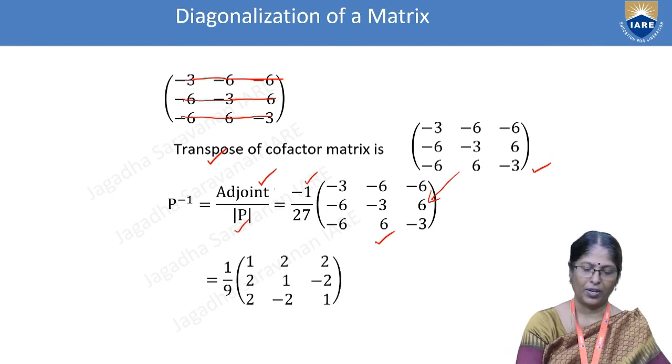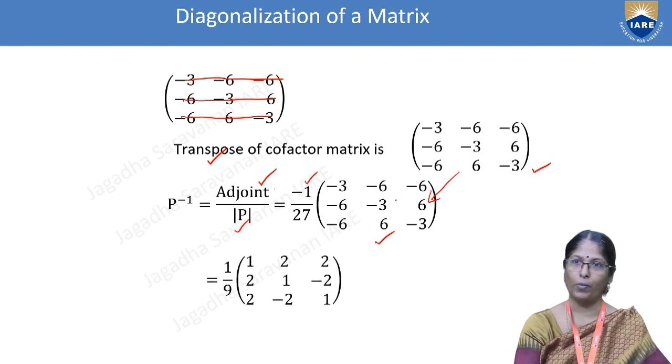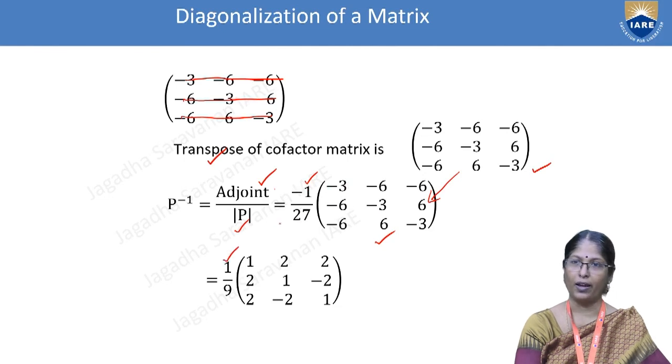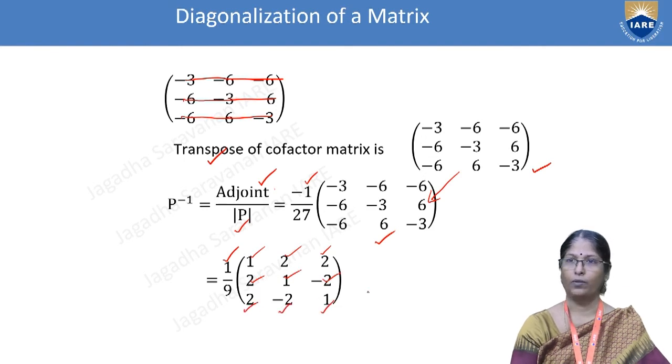So just here -3 is common, so -3 is taken out. So it becomes 3 by 27, which is nothing but 1 by 9. So with -3 coming out, we got 1, 2, 2, so second row 2, 1, minus 2, plus 2, minus 2 and 1.